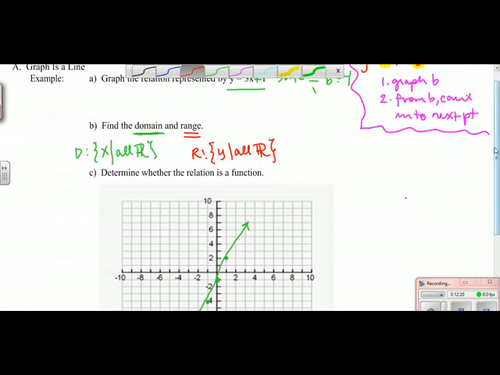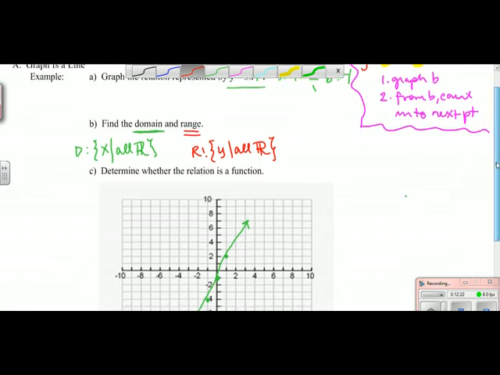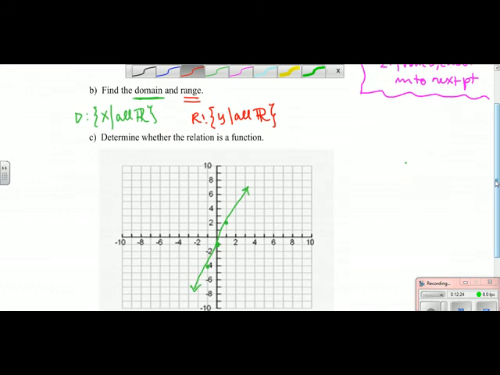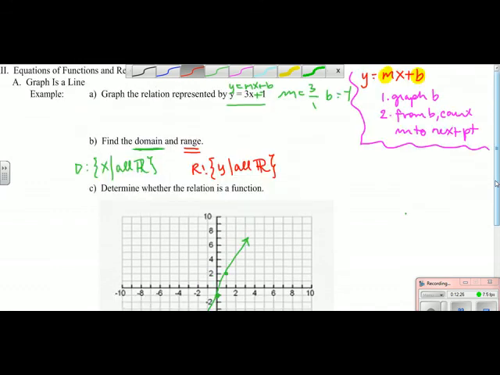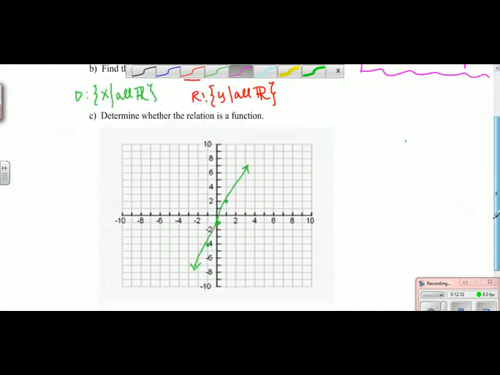Now if I want to figure out if this is a function, I take a quick look to see if it's going to pass my vertical line test. And I think without too much looking, we can see that this very clearly is going to pass any vertical line test we throw at it. So yes, this is a function.